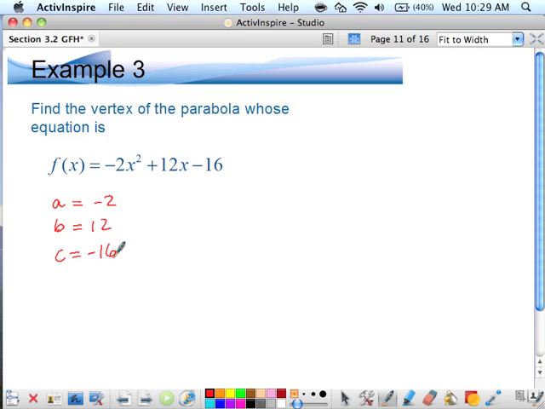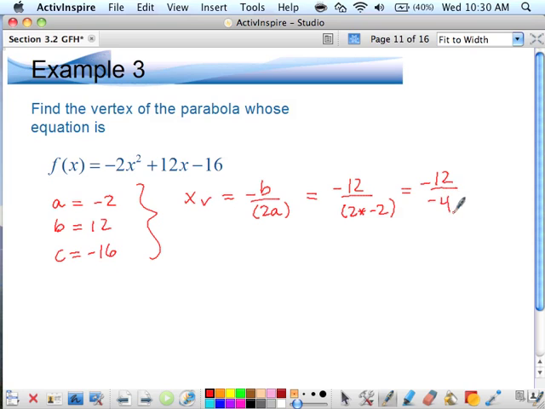And then to find the vertex, you start with the formula, the x value of the vertex equals opposite of b divided by whatever 2 times a is. So in this case, the opposite of 12 is negative 12, divided by 2 times negative 2. And that gives us negative 12 divided by negative 4, which is positive 3. There's the x value of your vertex. Remember that the vertex is an ordered pair. It needs to always be written as an ordered pair.